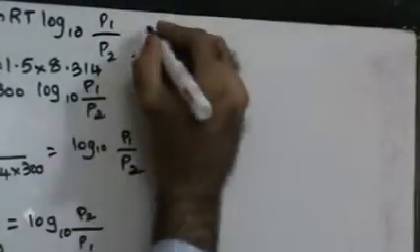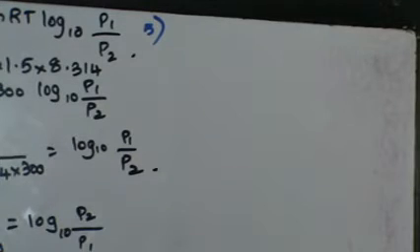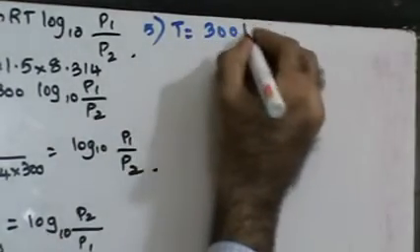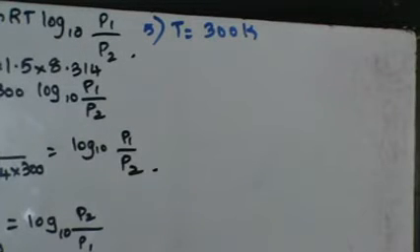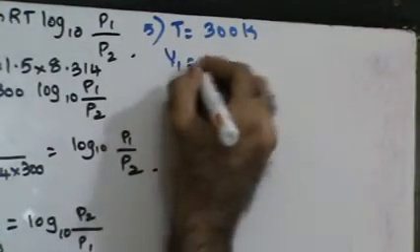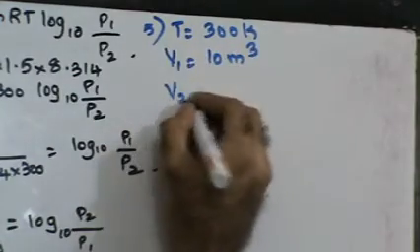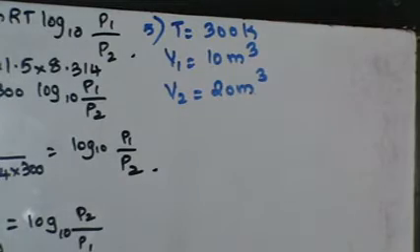Carbon monoxide is allowed to expand isothermally and reversibly at 300 Kelvin from 10 meter cube to 20 meter cube.